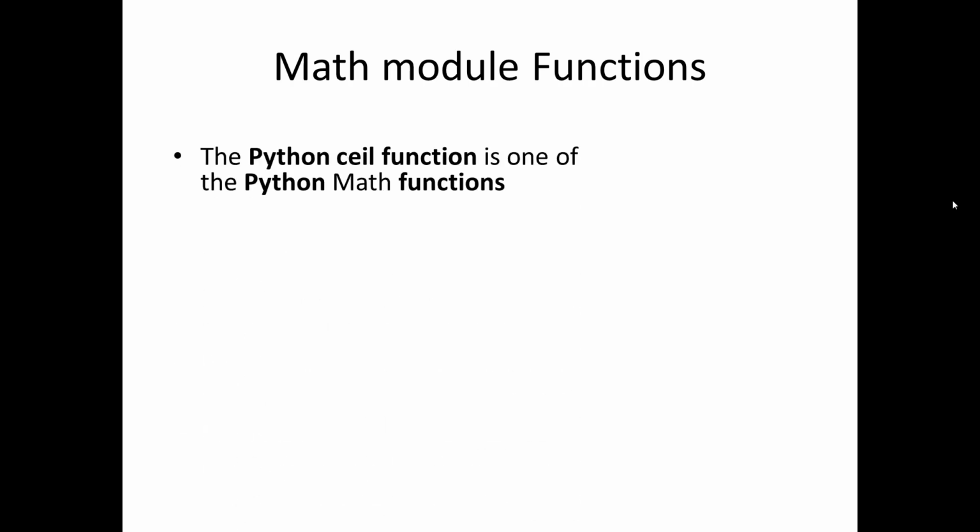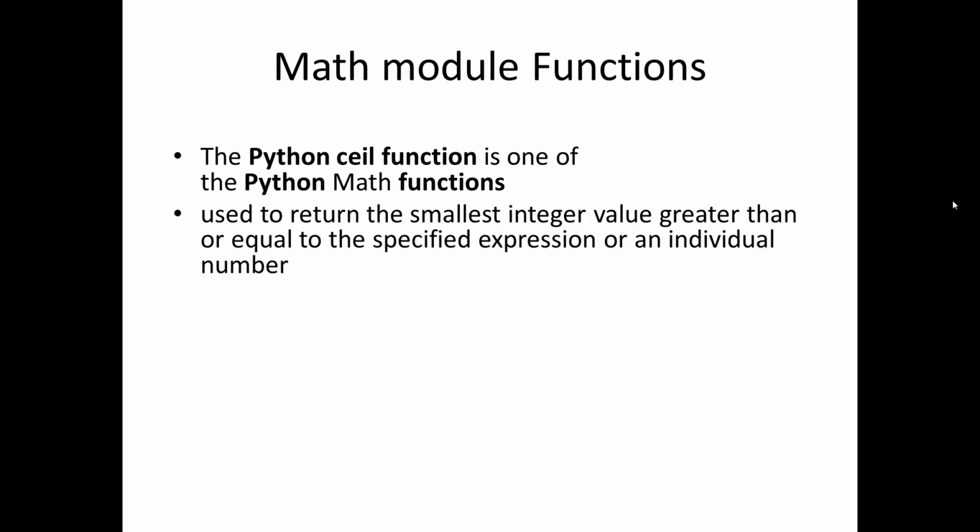The Python ceiling function is one of the math functions you need to know about for your lab because you're supposed to print the answer to the number of cans you need as an integer value. So this ceiling function returns the smallest integer value for the expression or individual number that's sent to the function. So for example, if we used the ceiling function of the math module and we sent to it an argument of 23.45678, it would return the integer 24.